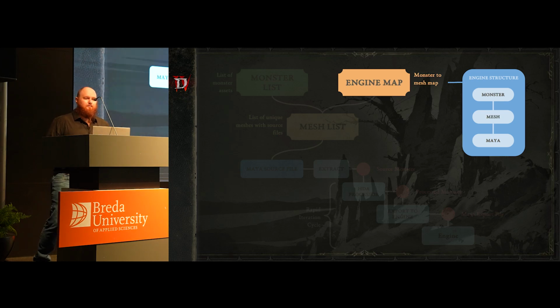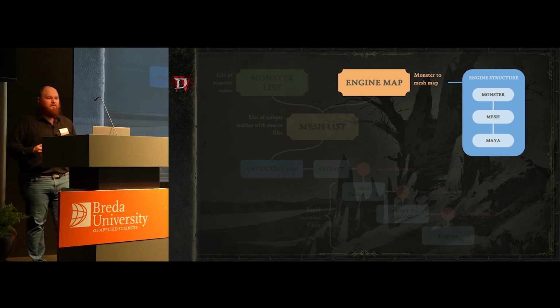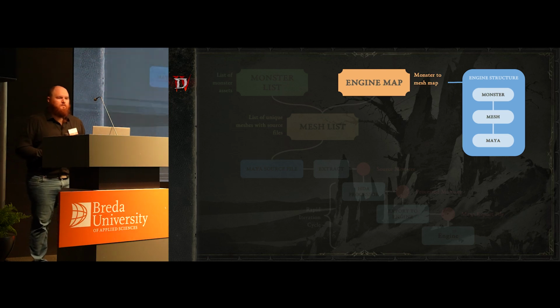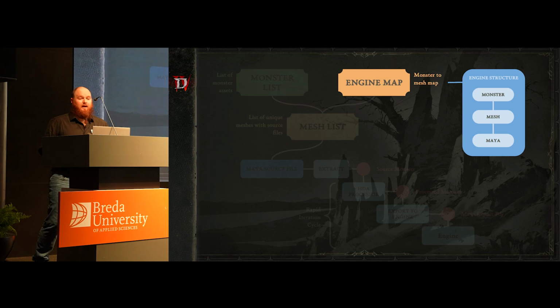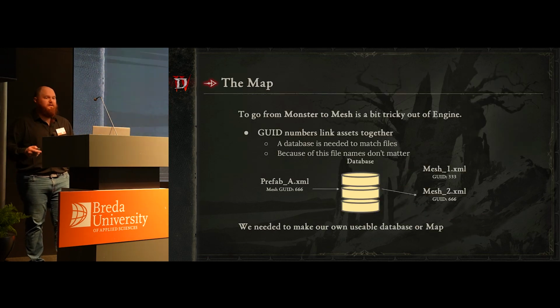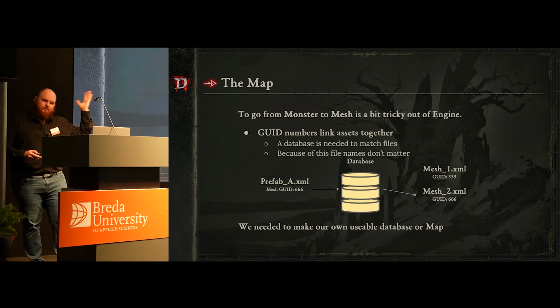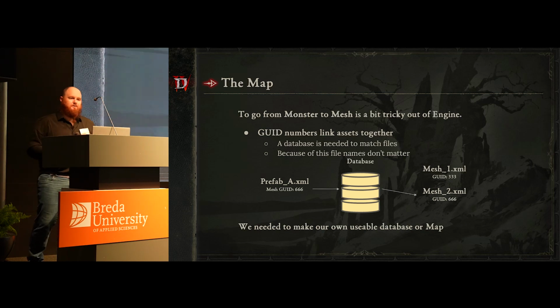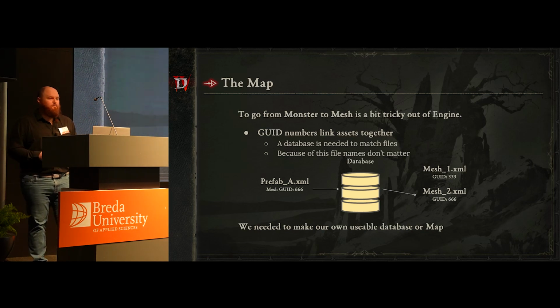In our handy guide, the map sits here. The engine map is essentially a list of monster to mesh asset. From that, we can then get the Maya file path. For Diablo IV, to go from monster to mesh is a bit tricky to do out of engine. So it says GUID ID numbers here. That's not strictly accurate, but it's close enough for this presentation. So GUID numbers link assets together. A database is needed to match files, because of this, file names don't matter.